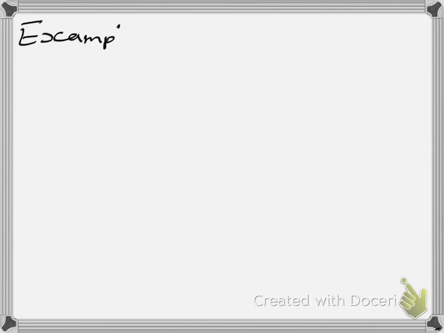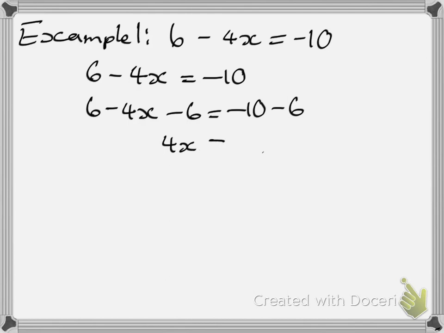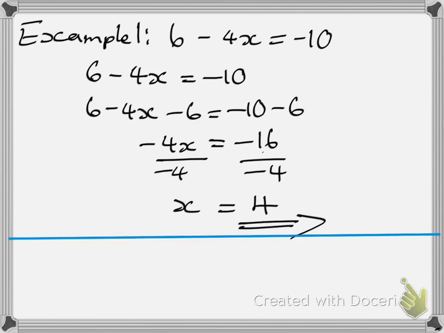Example number 1, where they say solve for x, where you are given 6 minus 4x plus negative 10. So we subtract 6 from both sides. We remain with 4x minus 16. Divide both sides by negative 4. You get x is equal to 4. Remember to check your answer.